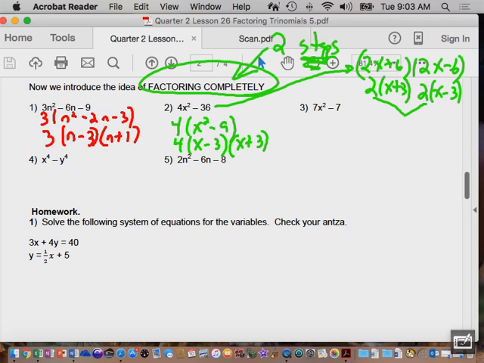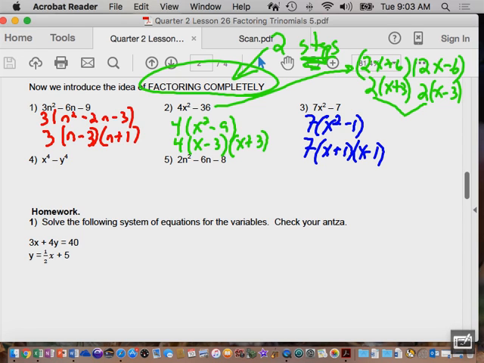Okay, next one. Is there a common factor? Yes or no? Yes. So I get 7 times x squared minus 1. Now, factor x squared minus 1. Oh man, I didn't divide that. Factor x squared minus 1, what do we get? Come on, it's a difference of 2 perfect squares. What does it have to be? X plus 1, x minus 1. Good.